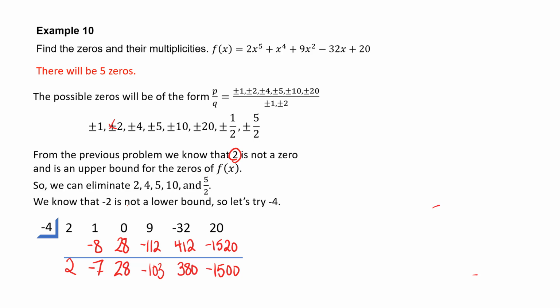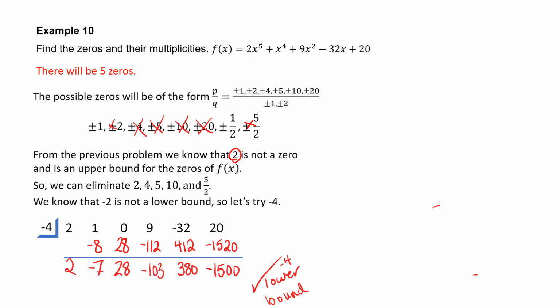That is the condition that tells us that yes, -4 is a lower bound. And that means that there will be no zeros below -4. We can get rid of -4 and all the numbers below it. So we got rid of all the numbers greater than 2, all the numbers less than or equal to -4, because we tried -4, it didn't work. We can eliminate positive 5/2 because that's greater than 2. Our only choices left are positive 1, positive 1/2, and the possible -5/2.